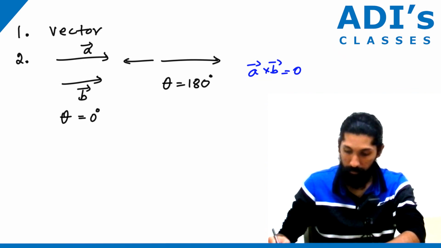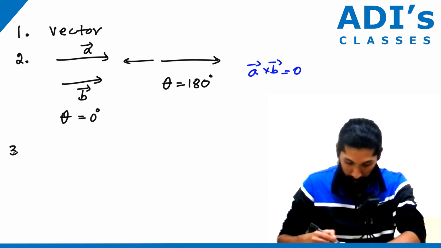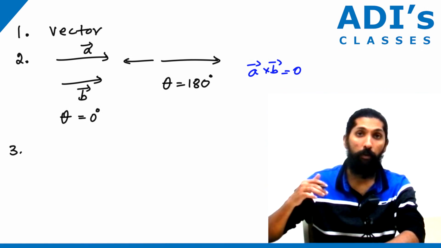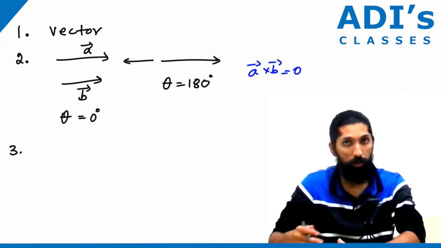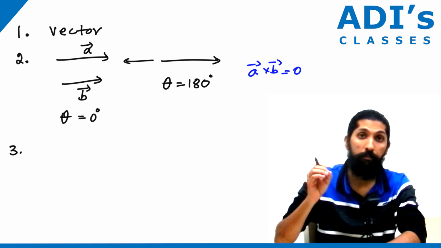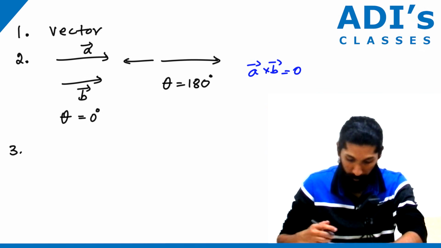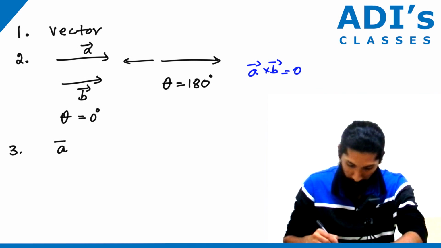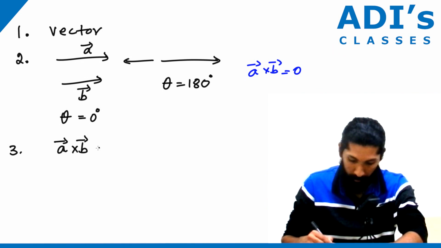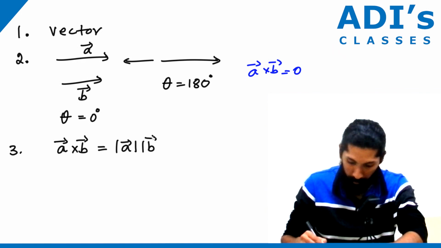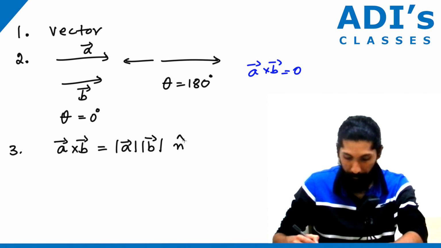Clear? This is the next one. The third one, we are going to have maximum value of the cross product when theta becomes 90. Sin 90 is 1, right? So when you have A cross B, the maximum value is going to become mod of A into mod of B into n cap.